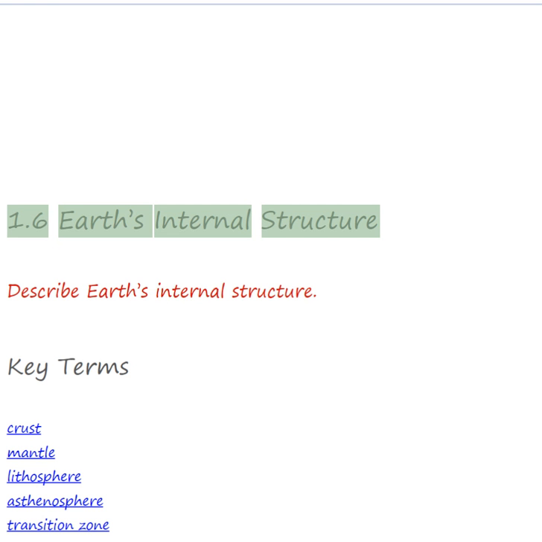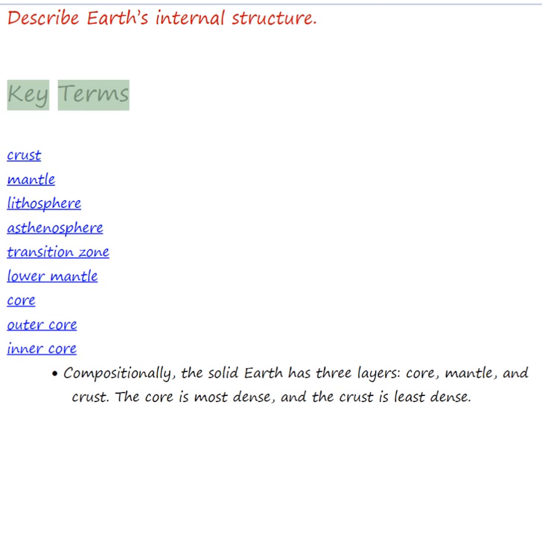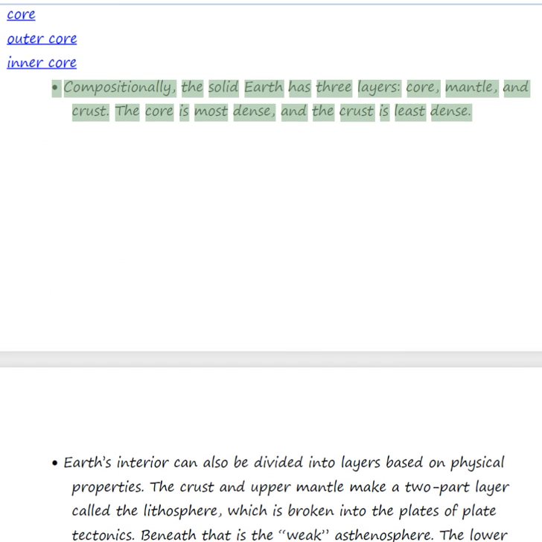1.6 Earth's internal structure. Describe Earth's internal structure. Key terms: crust, mantle, lithosphere, asthenosphere, transition zone, lower mantle, core, outer core, inner core. Compositionally, the solid Earth has three layers: core, mantle, and crust. The core is most dense, and the crust is least dense.